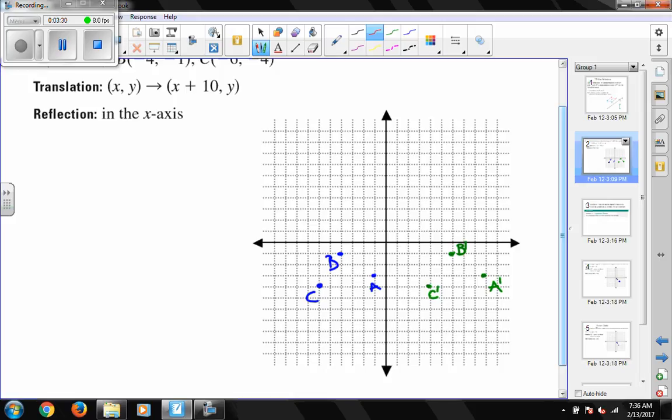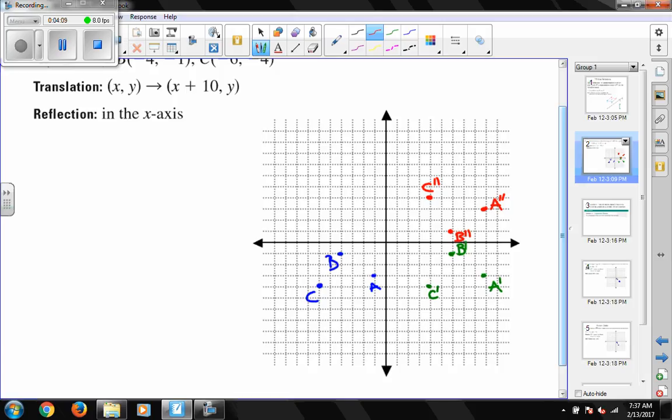So if I look at A, we are 3 spaces below the X axis, so now I need to go 3 spaces above. That'll give me my A double prime. If I look at point B, it is 1 below, so now I'm going to go 1 above, and I'll get my B double prime. And C goes 4 below. It now needs to go 4 above. And I've got C double prime.